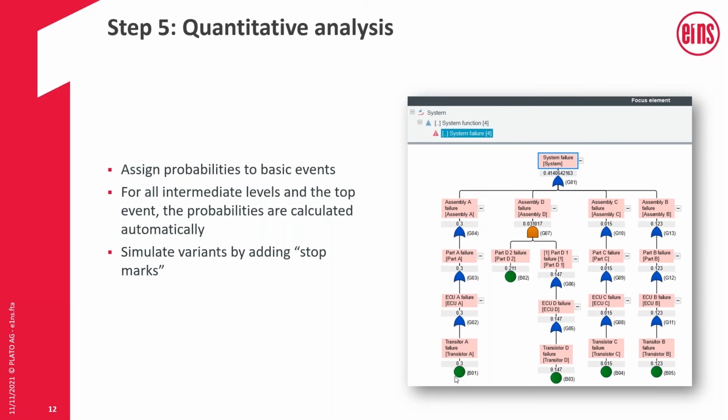If necessary, individual failure events and complete failure branches can be excluded from this calculation just by setting what we call stop marks. And this way, it's really easy to compare variants of the fault tree branches, and so you can compare the calculation very quickly.